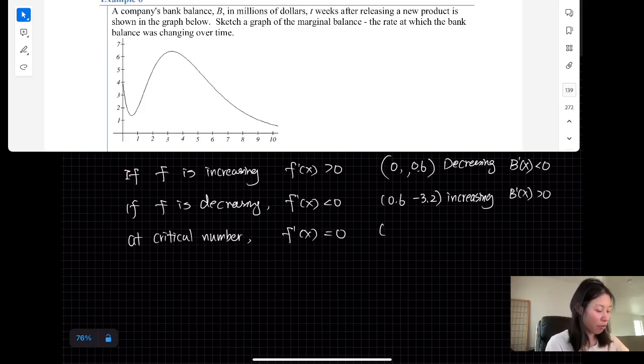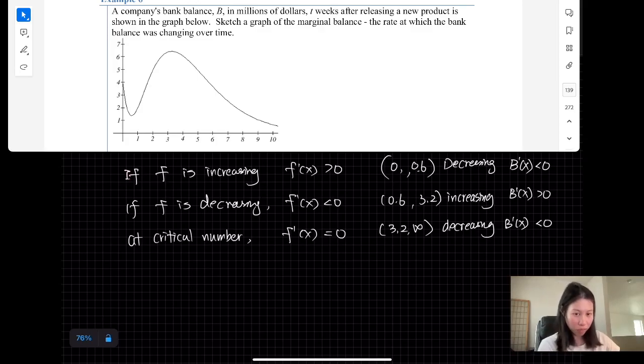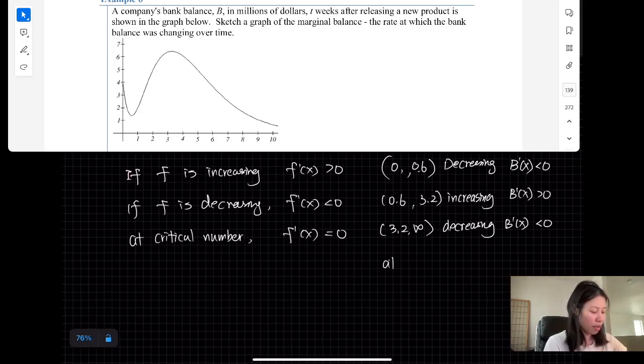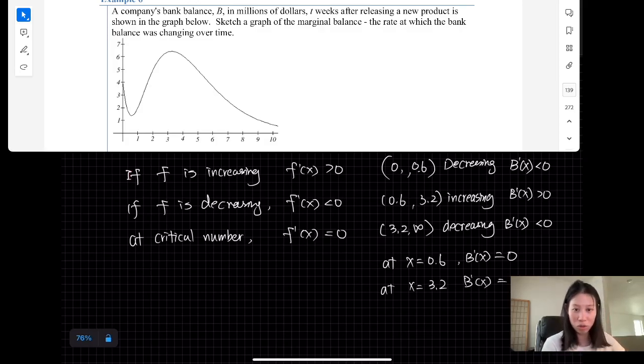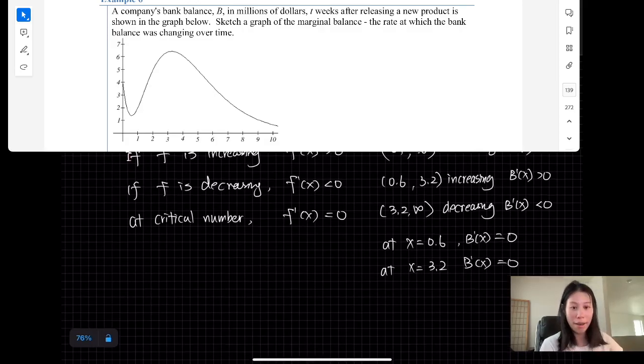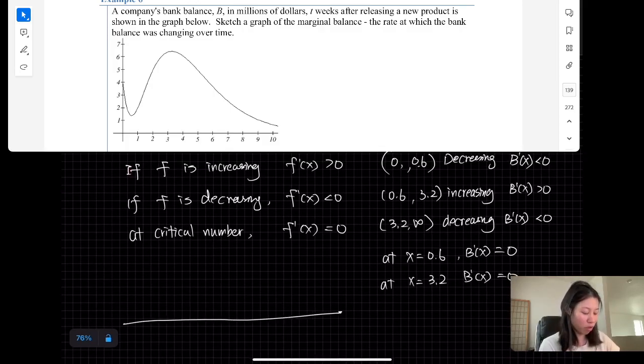And then from the interval after 3.2, everything greater than 3.2 to infinity, the graph has been decreasing. Very sad, but that's also true. And your first derivative is going to be, I'm sorry, a negative number. Now we need to find the critical points. At x equals 0.6, we have our first critical point, which is our local minimum. So that means our first derivative is equal to 0. And then at x equals 3.2 or 3.1, our first derivative is equal to another 0 because it's a local maximum. So with all of this information, we should be able to draw the graph.